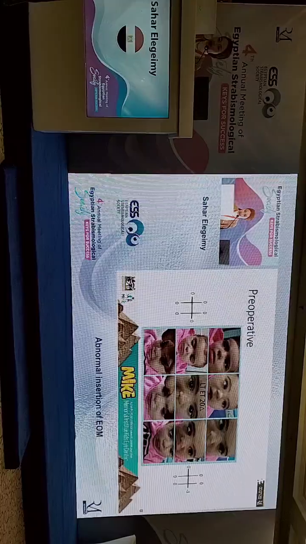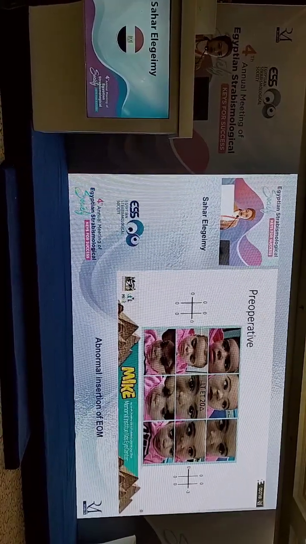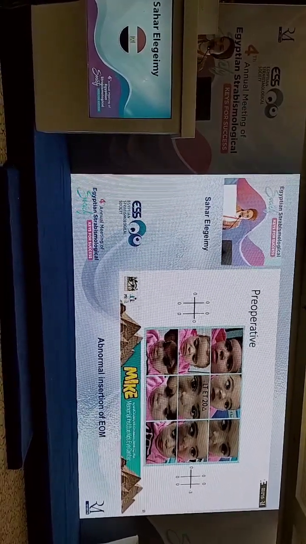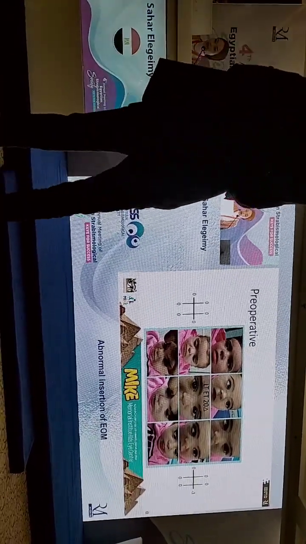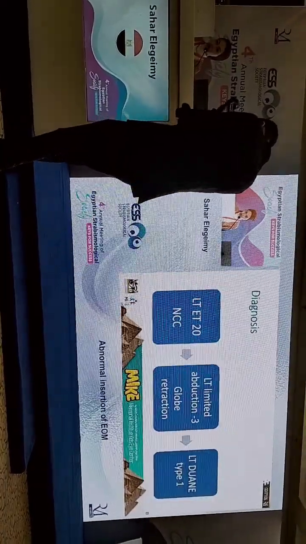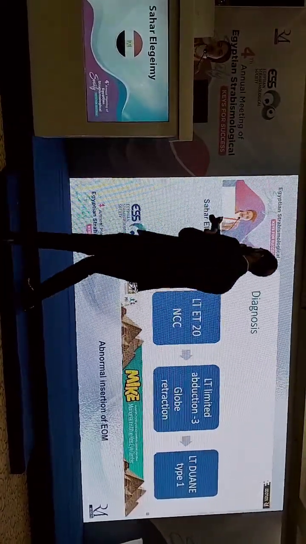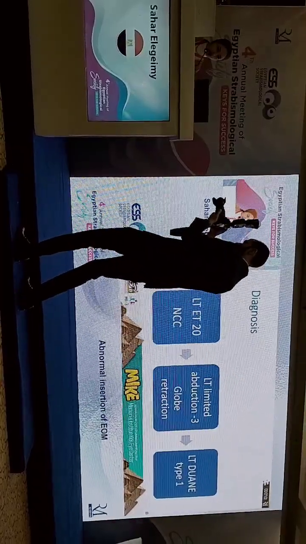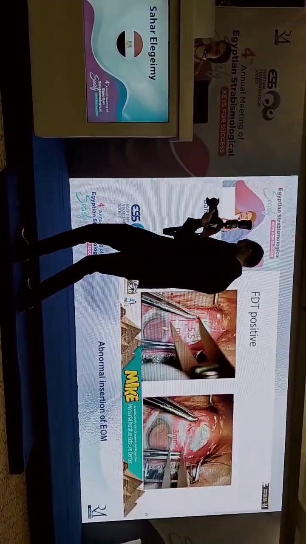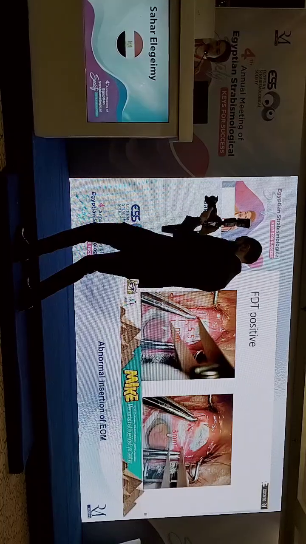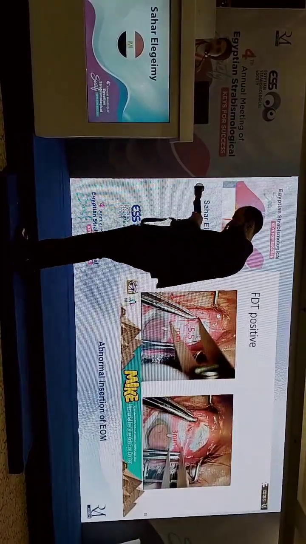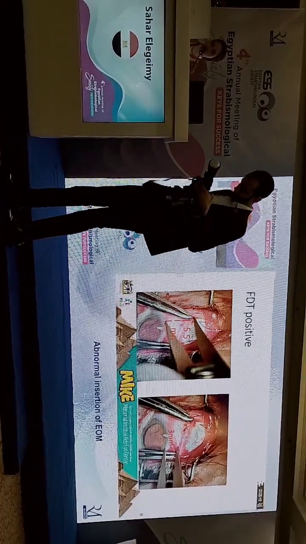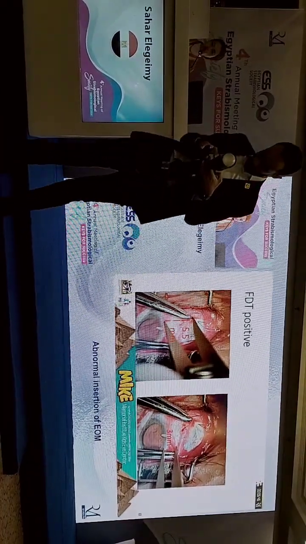Pre-operative assessment: she was having left ET 20 prism diopter without glasses, and there was left limited abduction -3. So for left ET 20 prism diopter with left limited abduction and globe retraction, I diagnosed the case as left Duane type 1. And the decision was left medial rectus recession 5.5 millimeters. The first thing we did on the day of operation was the forced duction test, which was positive.